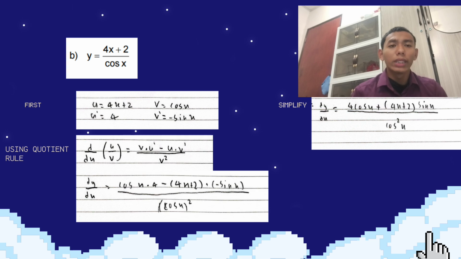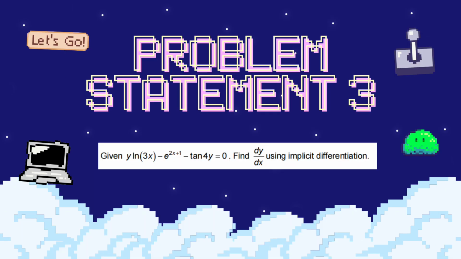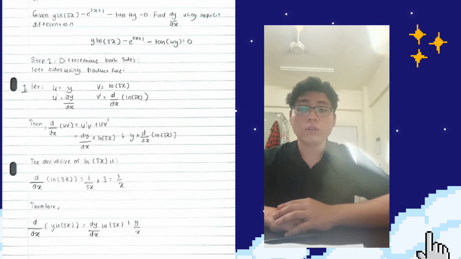After that, we just have to simplify the equation and then we will get the answer, which is dy over dx equal to (4 cos x plus (4x plus 2) sin x) over cos squared x. Let me move on to question 3.